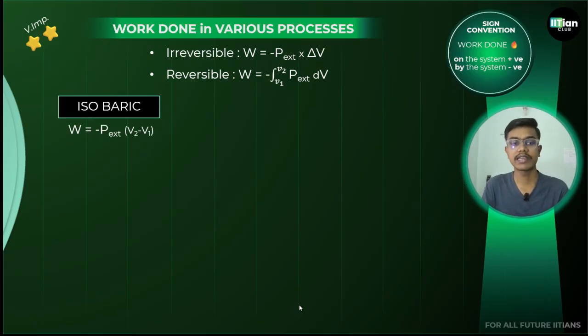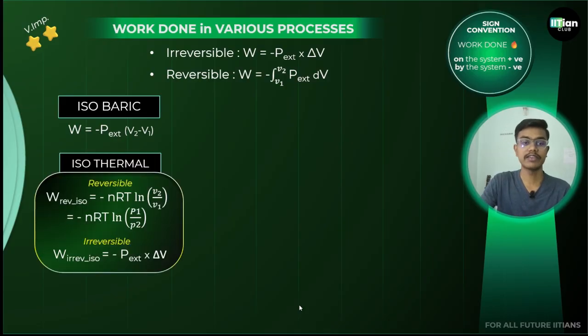In case of isobaric process, work done is equal to minus P external into V2 minus V1. In case of isothermal reversible, it is given by the formula minus nRT ln of V2 by V1. If you are writing ln in terms of log, ln is equal to 2.303 into log. So note that conversion also. And irreversible isothermal is minus P external into delta V.